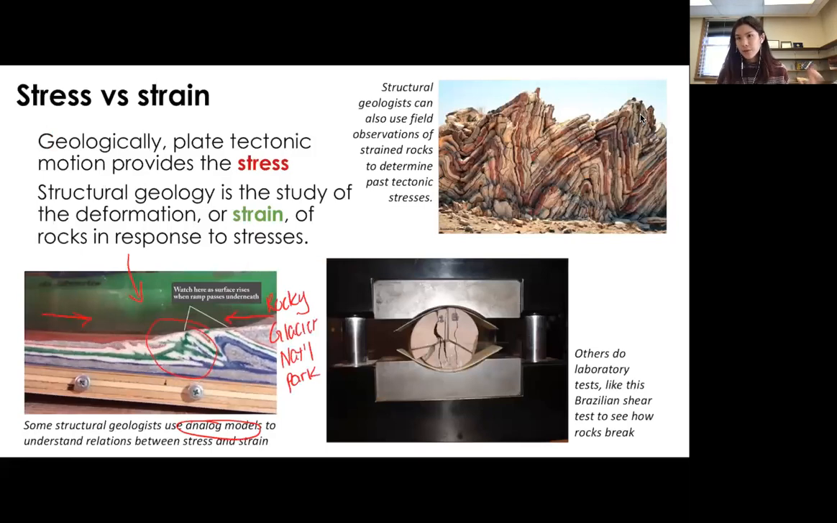Structural geologists will also use field observations. They are traditionally one of the field-heavy branches of geology, and they use those field observations of strained rocks and the orientation of the strain, and therefore the orientation of the stresses, to figure out what's been going on in the past. So through this, we've been able to reconstruct past plate motions. There's also lots of laboratory tests that can be done. This is an example of a Brazilian shear test that just shows how rocks actually break and the mechanics of rock fracture.